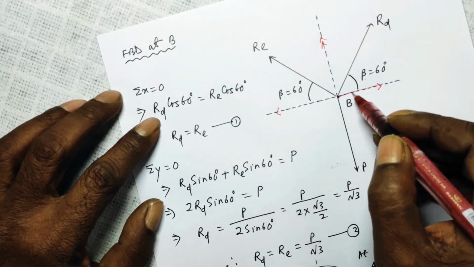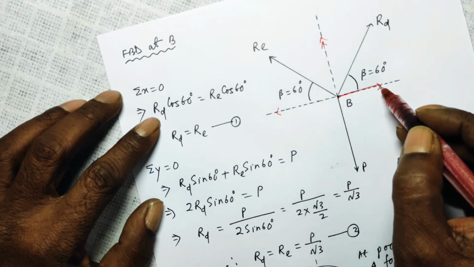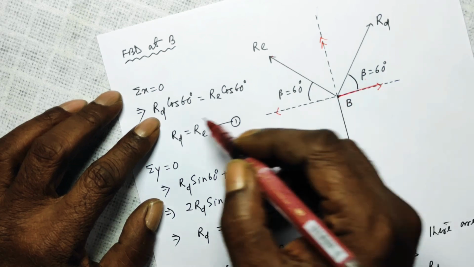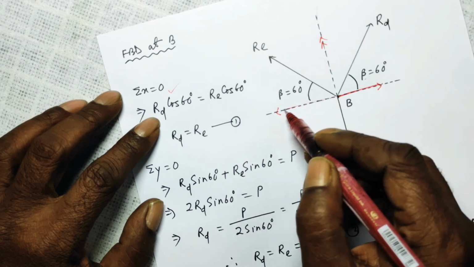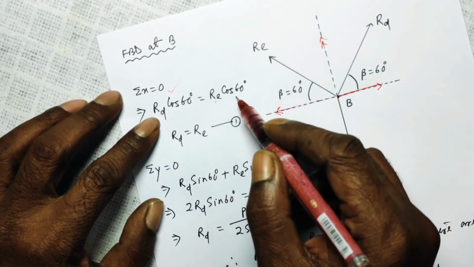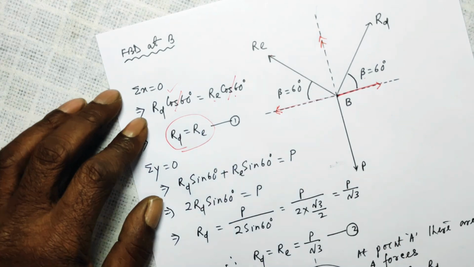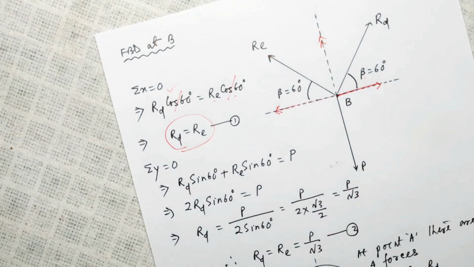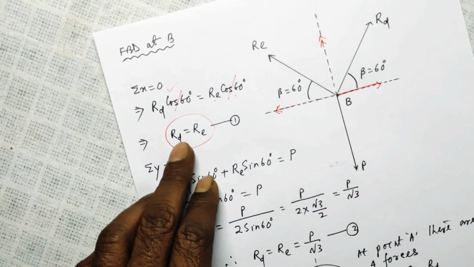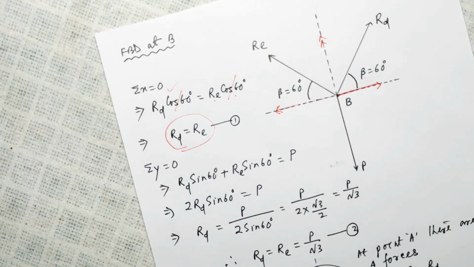So your RD, this much from here to here, your RD cos 60 will be equal to, and opposite to this, that is RE cos 60, cancel, so RD is equal to RE. So the reaction forces RD and RE both are equal.